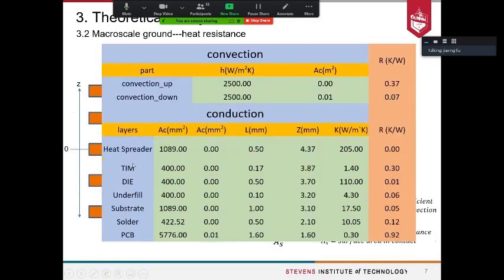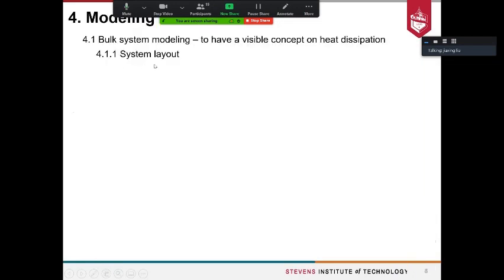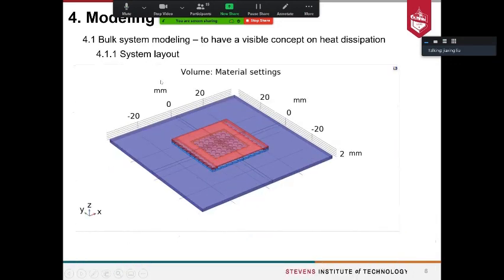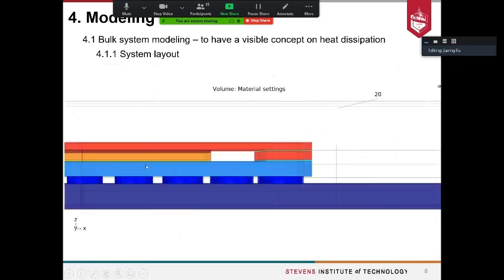Here, in different parts, I made some calculations on the heat resistance, which also includes the convection. After that, you may think, so what is the exact heat generation in one system? Could you have some visible means to show that? So we make some modeling of it. So first is the system layout. From this view, you can see the different colors mean different materials in the system.